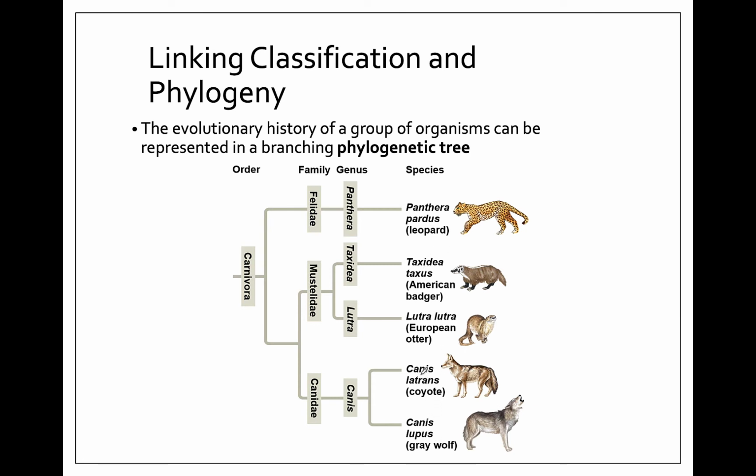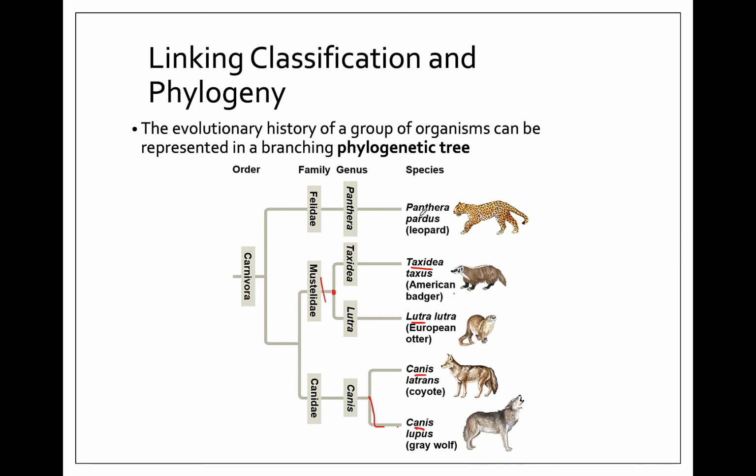And the Canis latrans and the Canis lupus are both in the same genus, and they are more closely related to each other. They're not very far apart on this tree. We've got the badger and the otter. These aren't quite as closely related to each other. They're in different genera, Taxidea and Lutra, but they're both in the mustelid family. So they branch a little further back, sharing the same family but different genus.